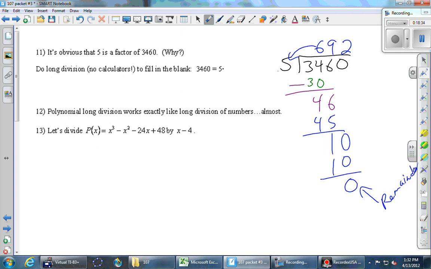So what does that mean? It means 3460 is 5 times something. 5 times what? 692. That's what you figured out, right? What did we just do with the number 3460? We factored it, turned it into multiplication. Multiplication is a good thing.